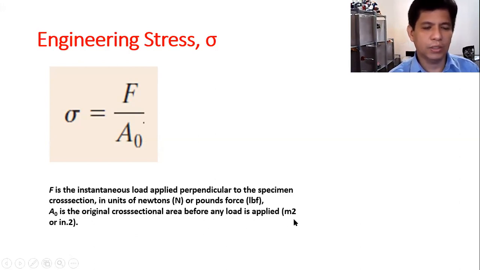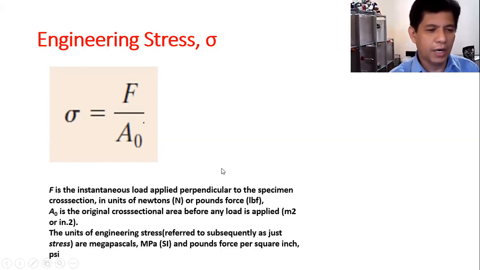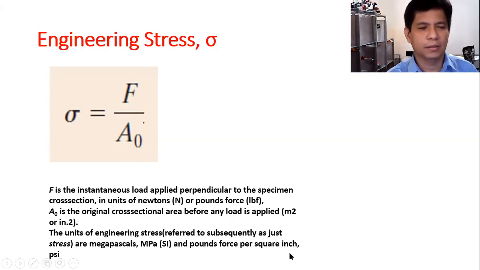So, ang unit nito ay meter squared or inches squared. So, ang unit ng engineering stress ay pwedeng megapascal sa SI unit, o kaya naman ay pound force per square inch, or PSI. Okay? F over A sub O, engineering stress.